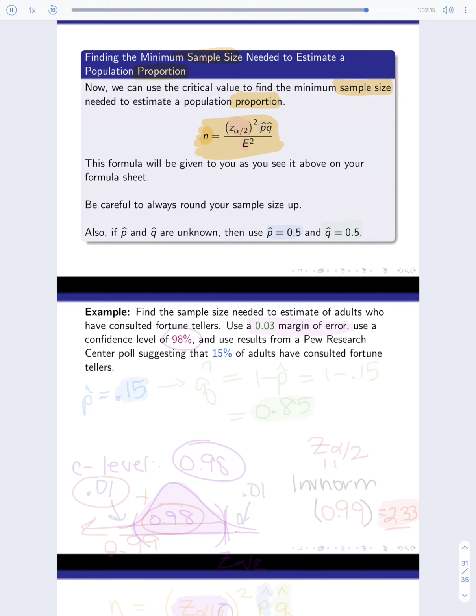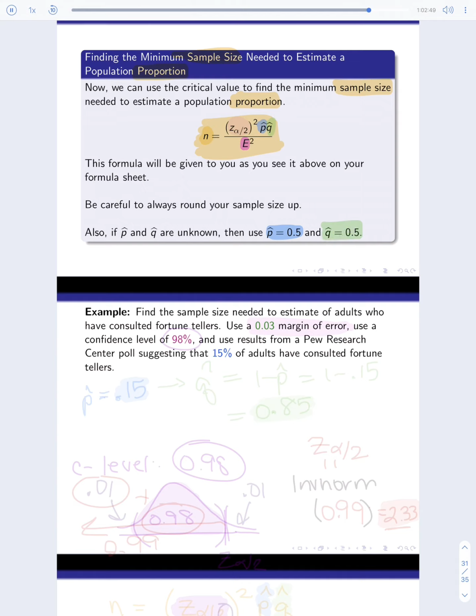Now you need a couple of things. If we're dealing with proportions, we almost always see p hats and q hats in our formula. We also see this e that we've seen before, which is called our margin of error. So the p hat, q hat, and e should all be given in the problem. However, remember, if they don't give us a p hat, we use 0.5, which means q hat would also be 0.5.